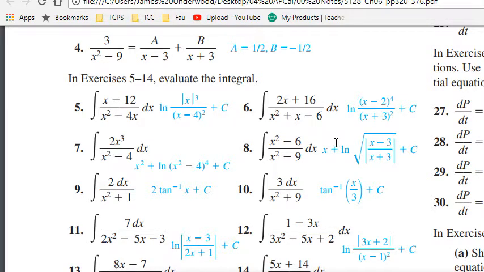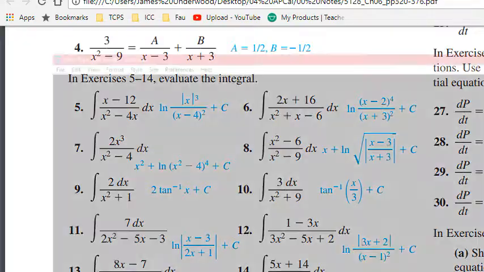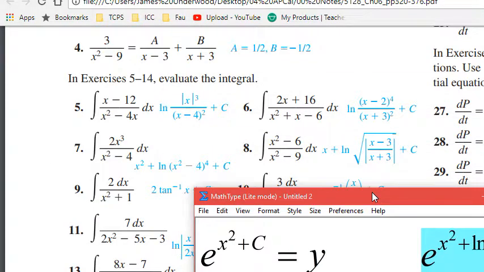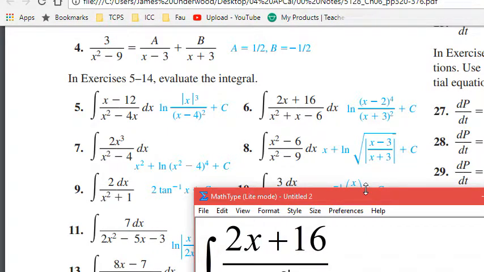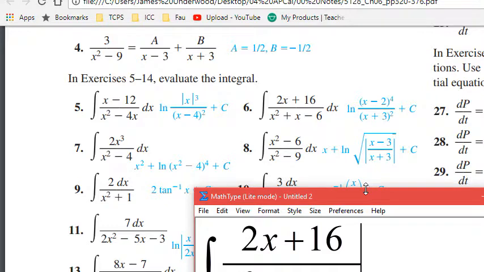All right, so I'm going to give you one like this on the partial fraction decomposition. I'm just going to go through one example because what I'm going to give you is really this. It'd be the same steps, just different numbers. So number 6 here, we have the integral of 2x plus 16 over x squared plus x minus 6.